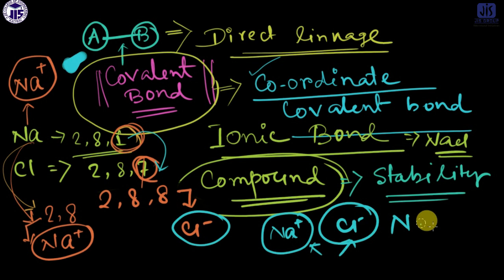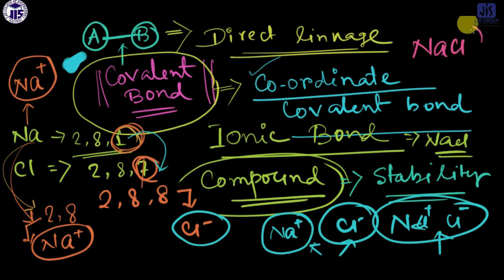So if Na plus and Cl minus form, then there will be a strong electrostatic attraction force between Na plus and Cl minus, and due to this electrostatic attraction force, the NaCl compound will form. And this is the ionic bond actually, and the principle of the formation of the ionic bond, isn't it? So in this way we can predict how an ionic bond will be formed.